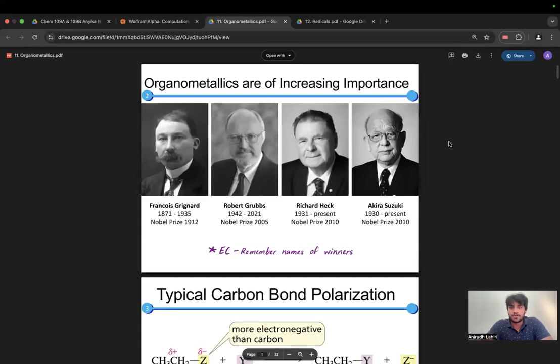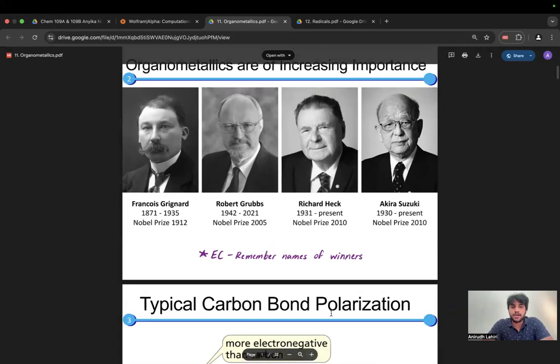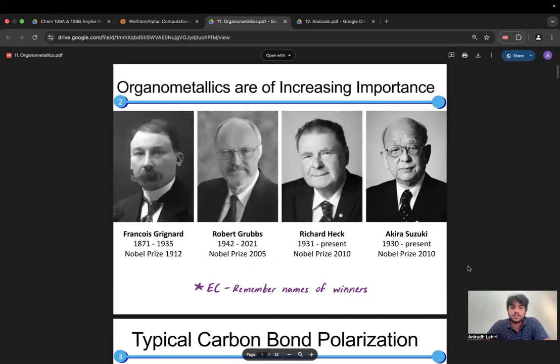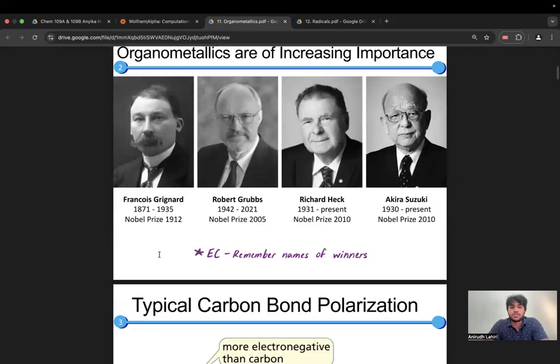Okay, so we're going to talk about organometallics. Organometallics are really important. Back in the early 1900s and 1800s, they were basically just giving out Nobel Prizes for people who could make carbon-carbon bonds, right? Grignard, Grubbs, Heck, Suzuki. You didn't really learn about Heck and Suzuki, but you know Grignard's reagent. I guess you didn't learn Grubbs either, but you know Grignard, right? He was one of the first people to figure out how to make carbon-carbon bonds.